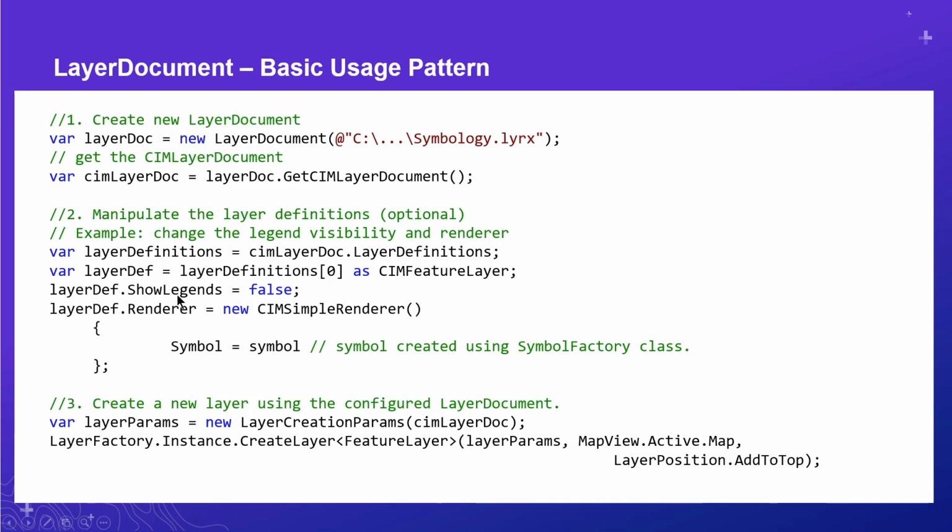I'm making a couple of changes. I'm setting the legend here to false, and I'm also accessing the render property on the layer definition and applying a new simple renderer. The third step, I create a new layer using the layer factory's create layer overload. It takes the layer creation params that I've created over here, which consumes the SIM layer document. And this new configured layer will get added to the map.